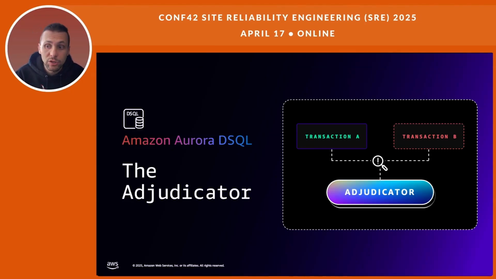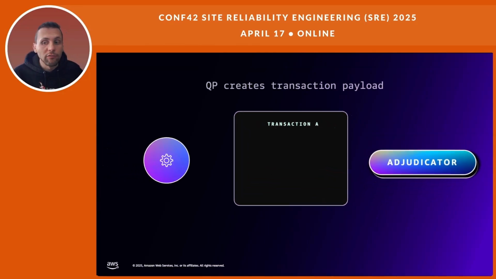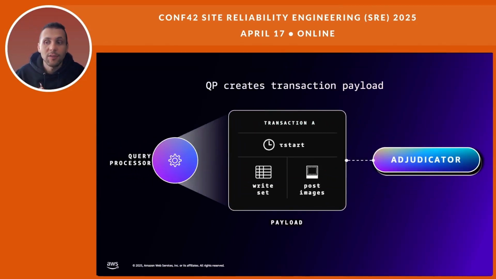The job of the adjudicator is to detect and resolve conflicts between transactions and ensure the writes are consistent, because you have a relational database, they need to be ACID, and by having that, they need to be consistent. So when you look at transaction A, for example, when you create a payload, you have a T-start. And remember, the T-start is the time when you're actually receiving the reads from the storage, right? Then you can do a write set, post images, that is the payload. You send the payload to the adjudicator.